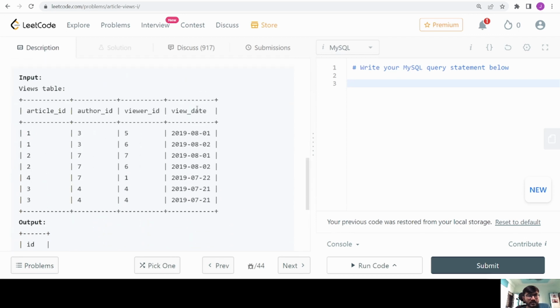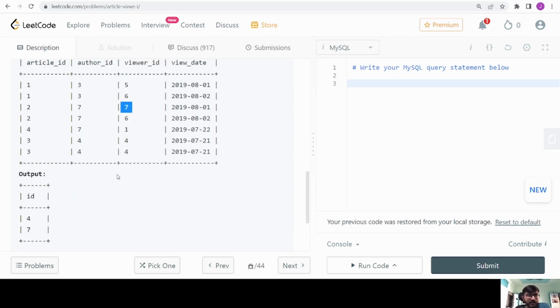So this is the case. We need to find the author IDs who have viewed their own articles. Let's say in this example, author ID 4 has viewed his own article, since viewer ID is also 4, so that means author 4 has viewed his own article. And similar is the case with 7. 7 has also viewed his own article, right?